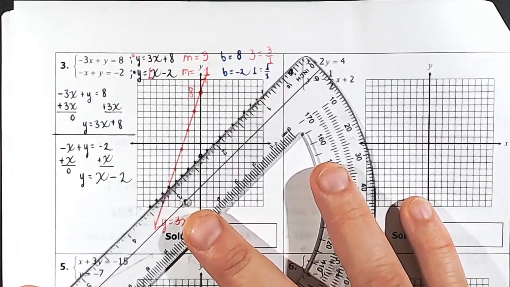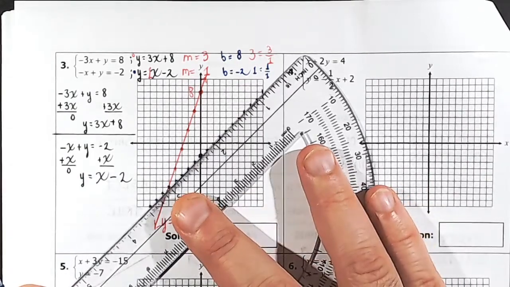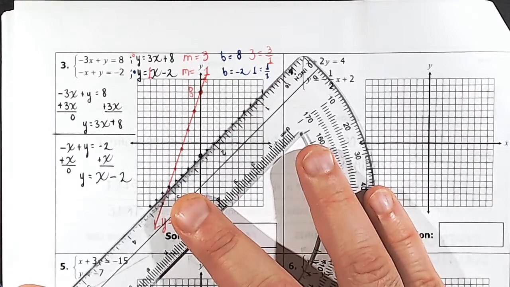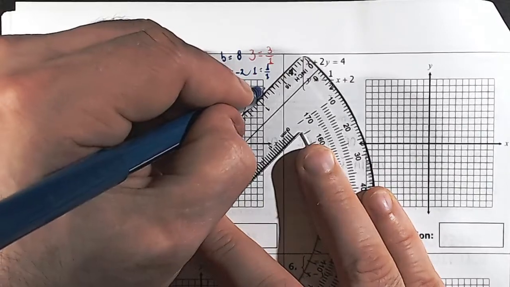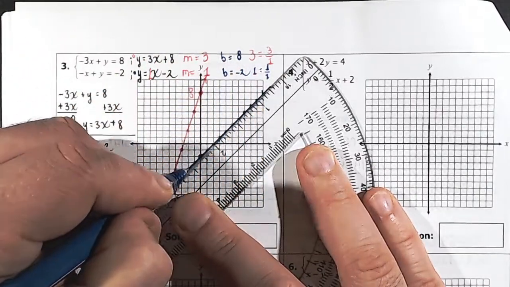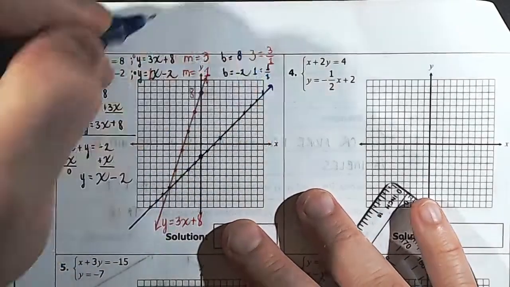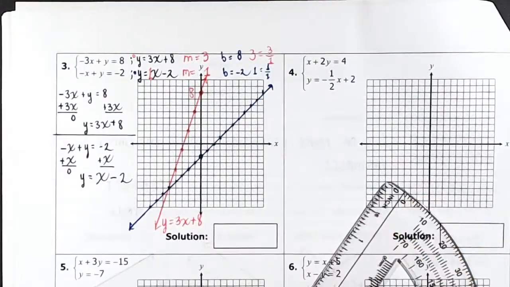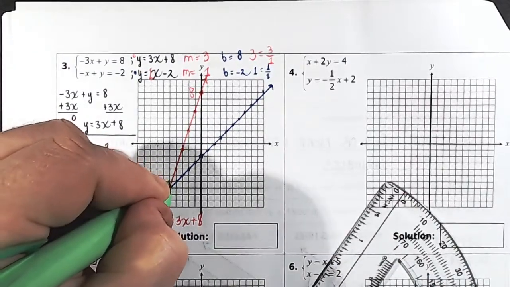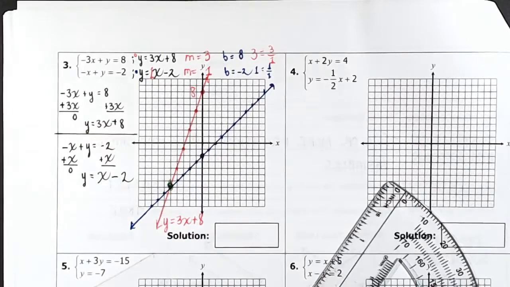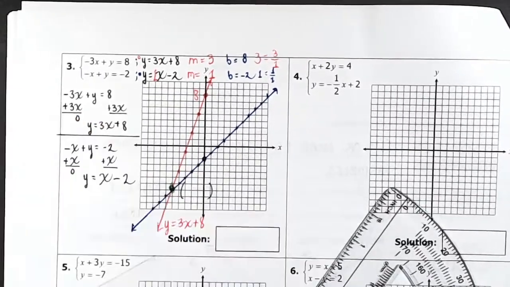Okay, make sure you're lining up all those points. It can be somewhat hard to do. Okay, so we've lined up the points as best we can. Graph in your line. Okay, so that's how your line should look. And again, what we're looking at is this intersection point right here. What are the coordinates of this intersection point right here?